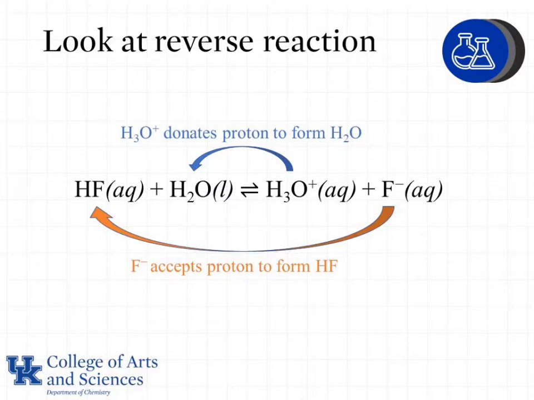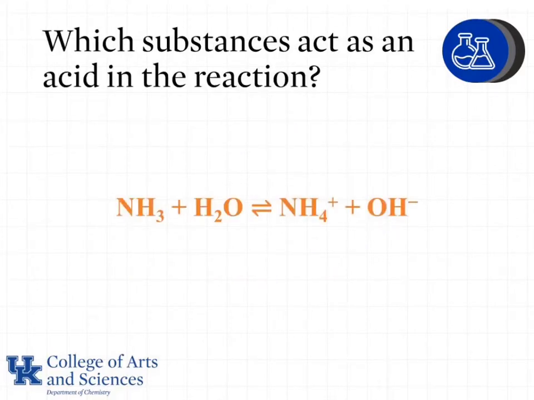Conjugates are always one acid and one base. When looking at an overall reaction, we see that the left side has one acid and one base, and the right side will have one acid and one base.